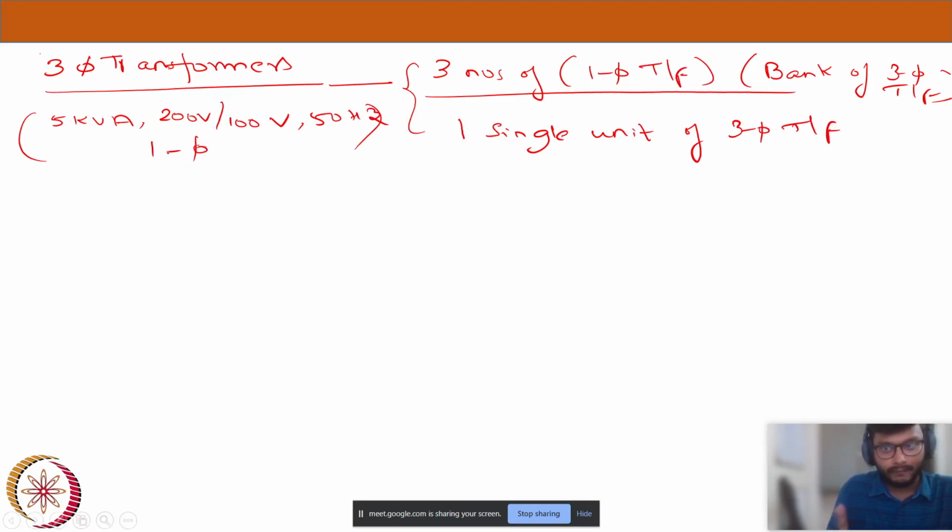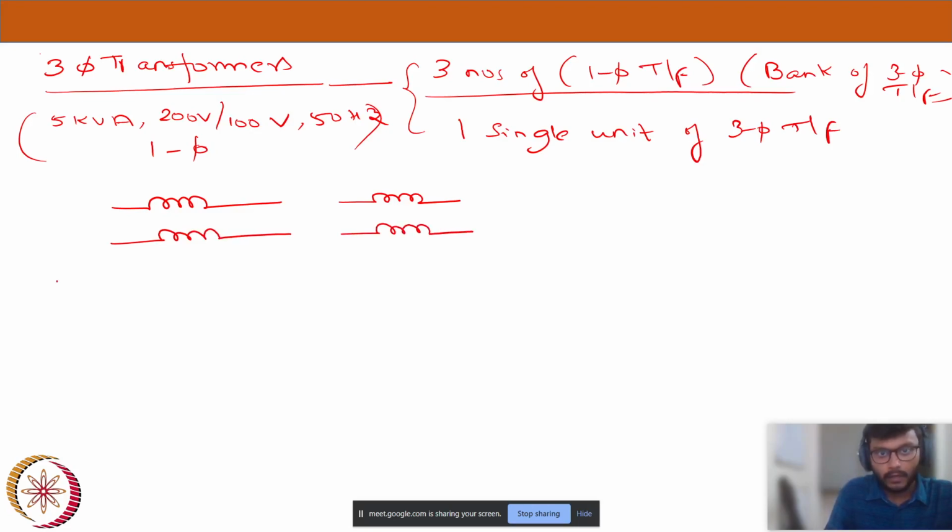So this is the single-phase transformer I took, and let me draw the primary winding of the first single-phase transformer. Now let me draw my secondary winding parallel, like this. Usually we have the transformer connection side by side, so I am drawing in this fashion. Let me draw the primary winding of the second transformer, secondary winding of the second transformer, primary winding of the third transformer, secondary winding of the third transformer.